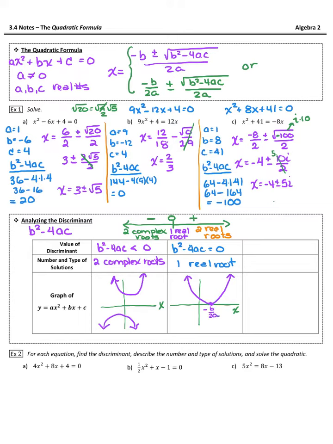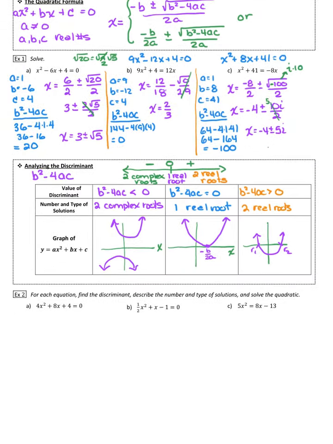And then lastly, if we have b squared minus 4ac greater than 0, you have your 2 real roots, and that means you're going to cross the graph in 2 different places. So you have your root 1 and your root 2. Okay? So that's why it's helpful to kind of know, it gives you an expectation of what type of roots to expect. So let's do these examples down here.